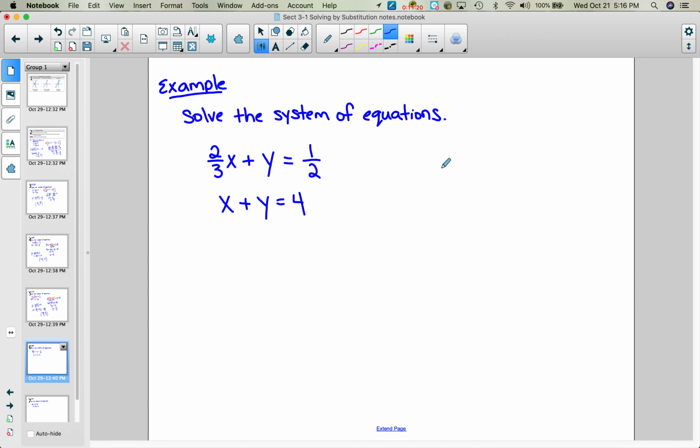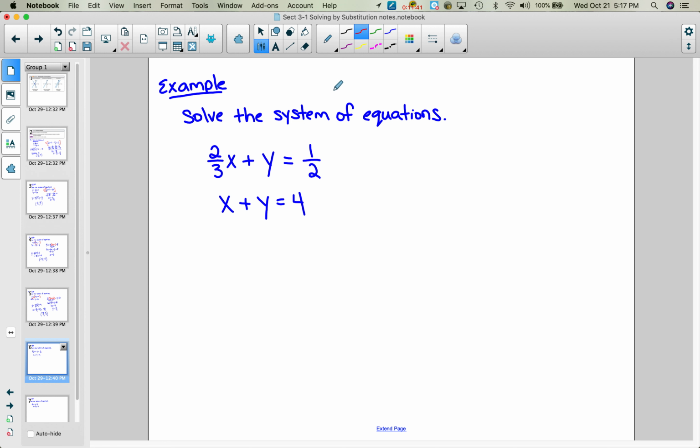All right, next one. So what would I do on this? Neither one of them are solved for a variable. There's a lot of different ways you could do this one. I'm going to solve them both for y, because notice that it's just plus y, and this one is plus y.